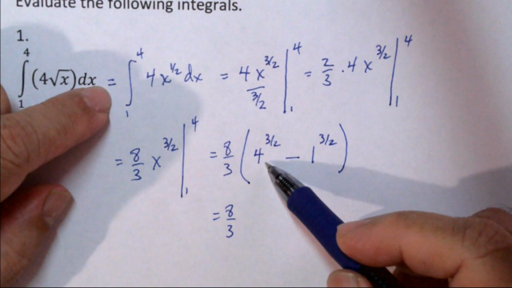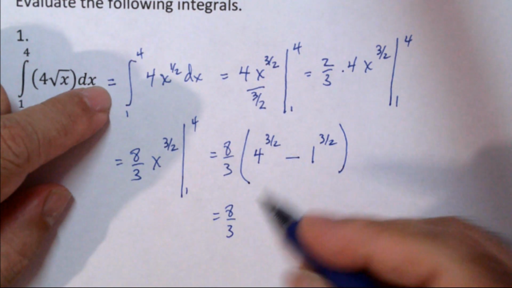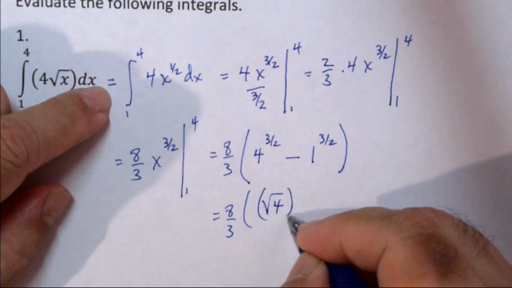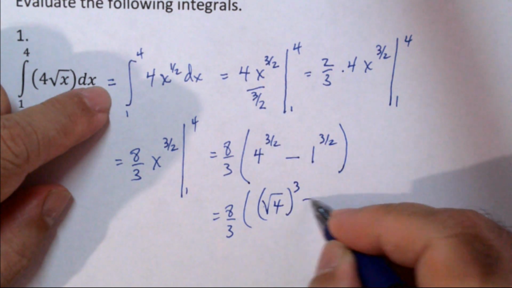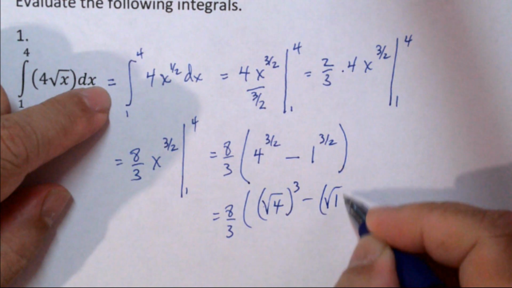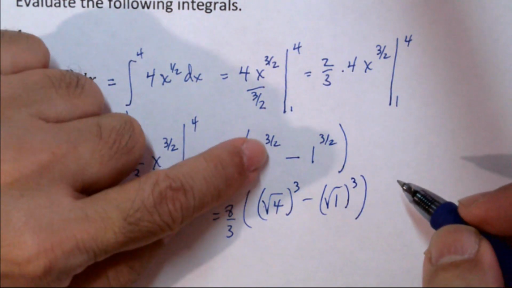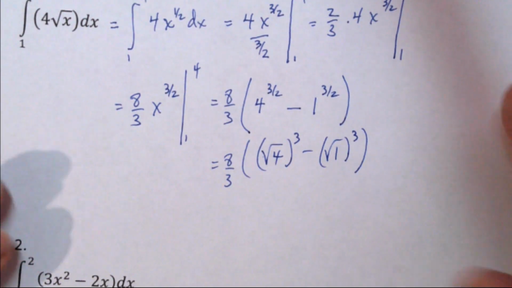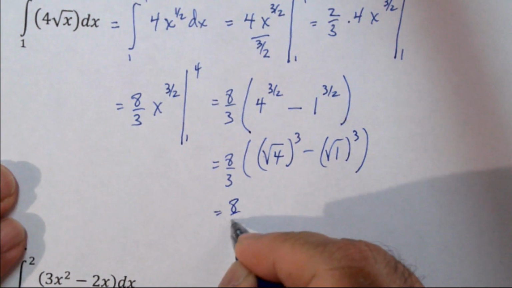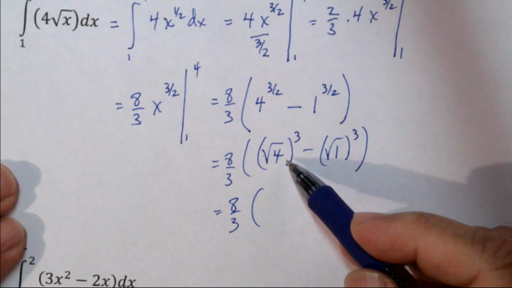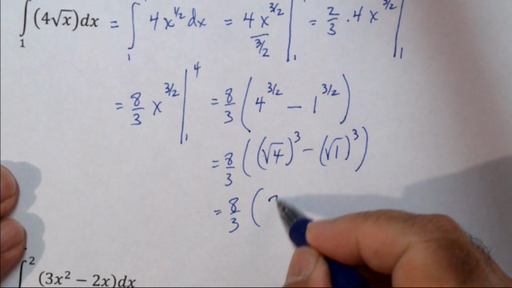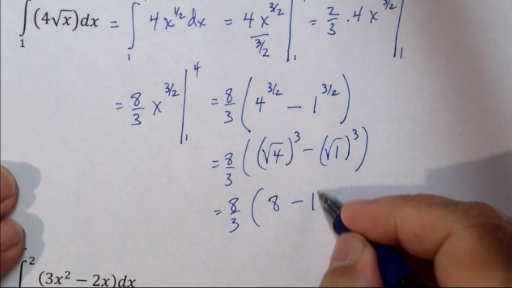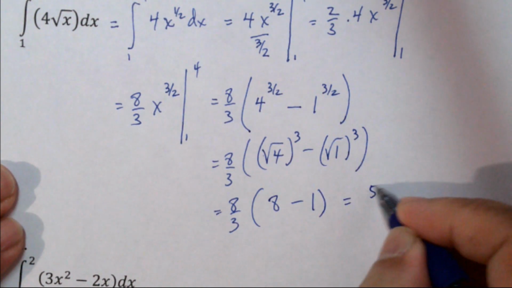So 4 to the 3/2. This is like saying square root of 4 to the 3rd power, or square root of 1 to the 3rd power. So the 1/2 is the square root, the 3 is the 3rd power. And we'll work that out. So square root of 4 is 2. 2 to the 3rd is 8. And you do anything to a 1, it's 1. So that's going to be 56/3.